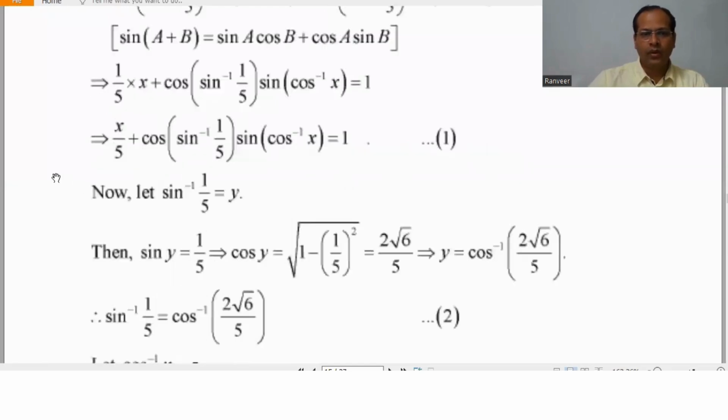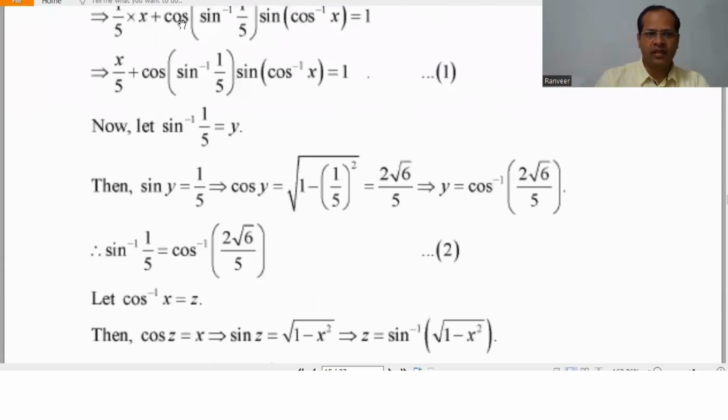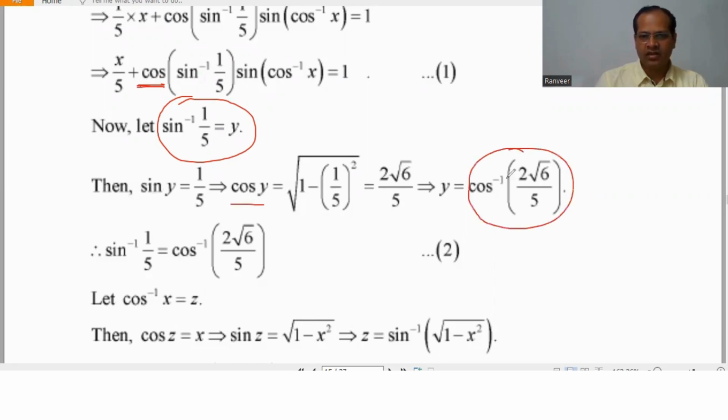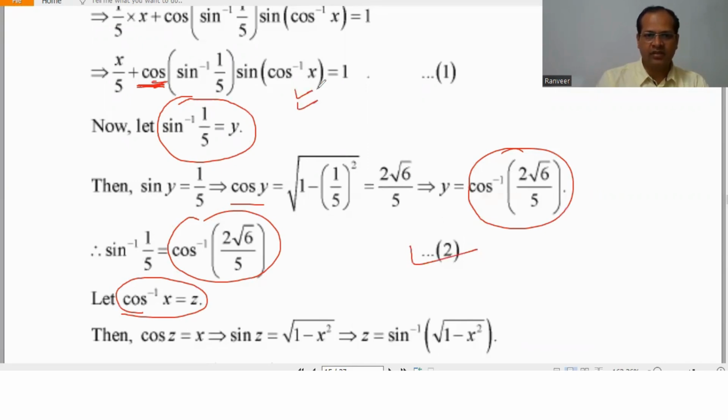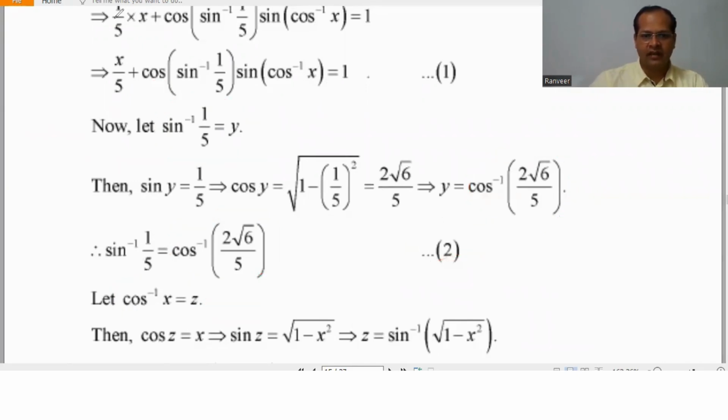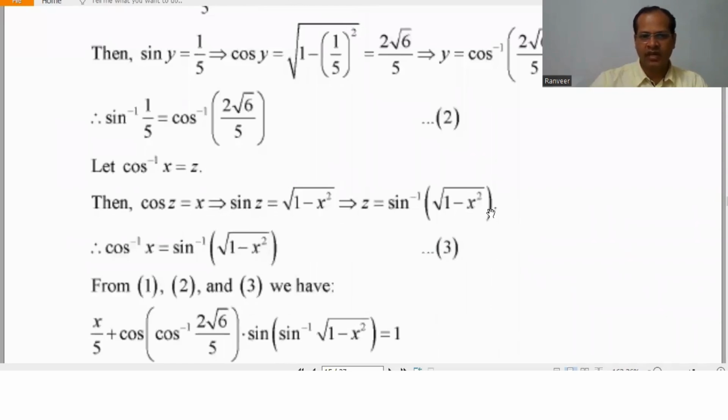Now, sine inverse 1 by 5, we take this value as y, and we have to represent this in the cos term. So sine inverse 1 by 5 we can write as cos inverse 2 root 6 by 5. Then cos inverse x, the same way, we can convert into sine form. So the most important part here is that we convert sine inverse 1 by 5 into cos inverse, and in place of cos inverse x we convert into sine, which is sine inverse root under 1 minus x square.